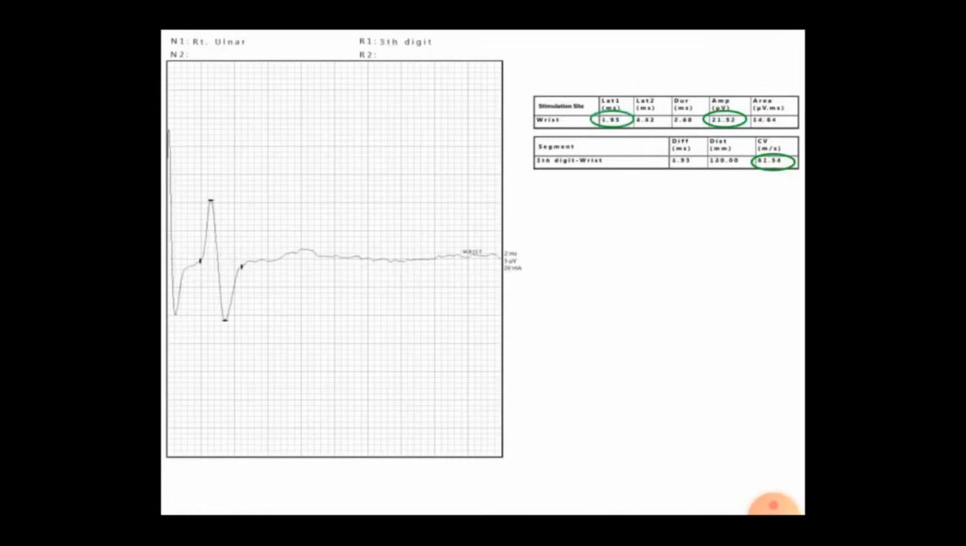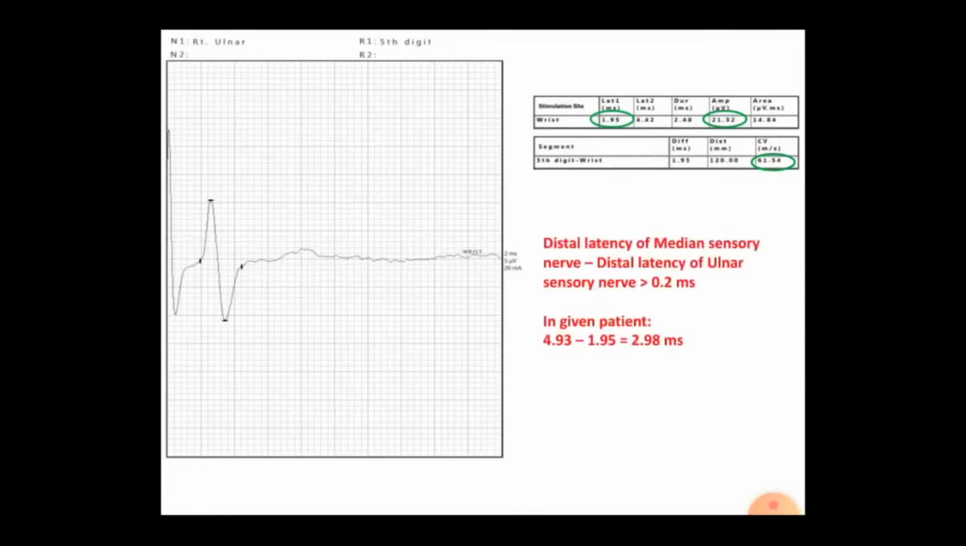Now we have to prove ulnar nerve here is also normal, because if the ulnar nerve is also affected, it is not carpal tunnel syndrome, it is a case of polyneuropathy. Okay, so here again the difference will have some role. Why? Because median is affected, ulnar is normal, so this difference will always be more. So for this sensory nerve conduction study, what is the difference that is allowed? The distal latency of median sensory nerve minus distal latency of ulnar sensory nerve normally should be less than 0.2 millisecond. But for carpal tunnel syndrome, it should be more than 0.2 millisecond.